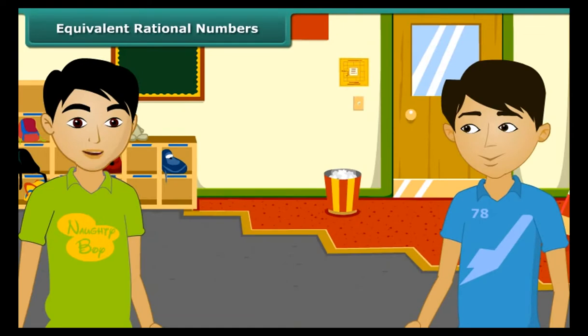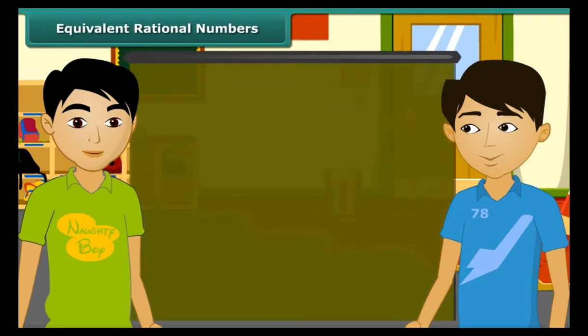I will now tell you about equivalent rational numbers. Look at this rational number. Now look at this rational number. These both rational numbers are equivalent. But how? When we multiply the numerator and denominator of a rational number by the same non-zero integer, we obtain another rational number which is equivalent to that number.